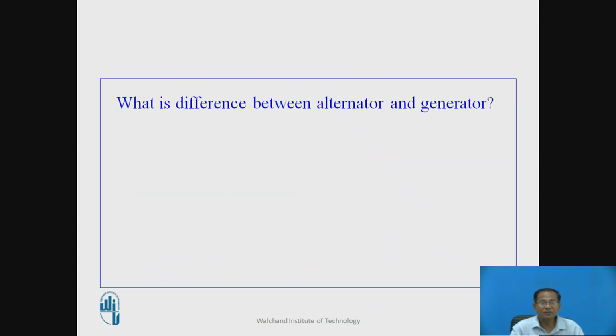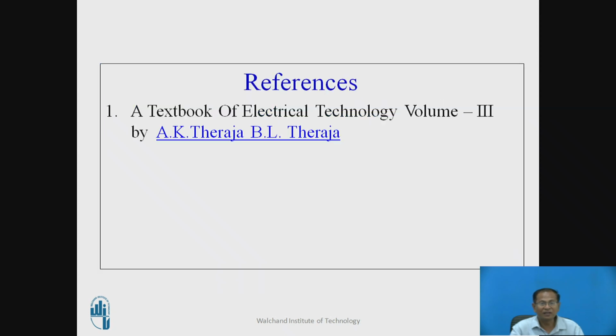What is the difference between alternator and generator? Alternators are available in small size and generators are available in large size. Both produce AC, but the alternator produces AC electricity and the generator produces DC electricity. In the alternator, the coil is rotating. In the generator, the coil is stationary. In the alternator, the magnetic field is stationary, and in the generator, the magnetic field is moving.